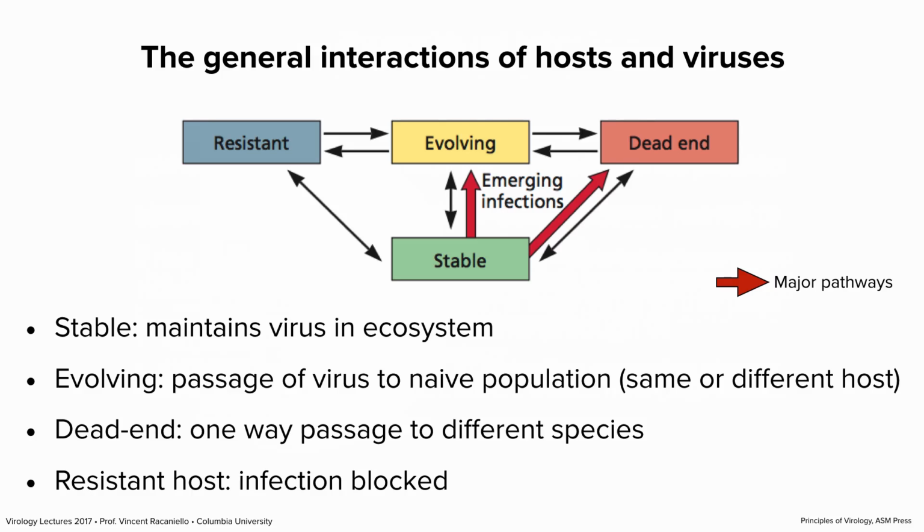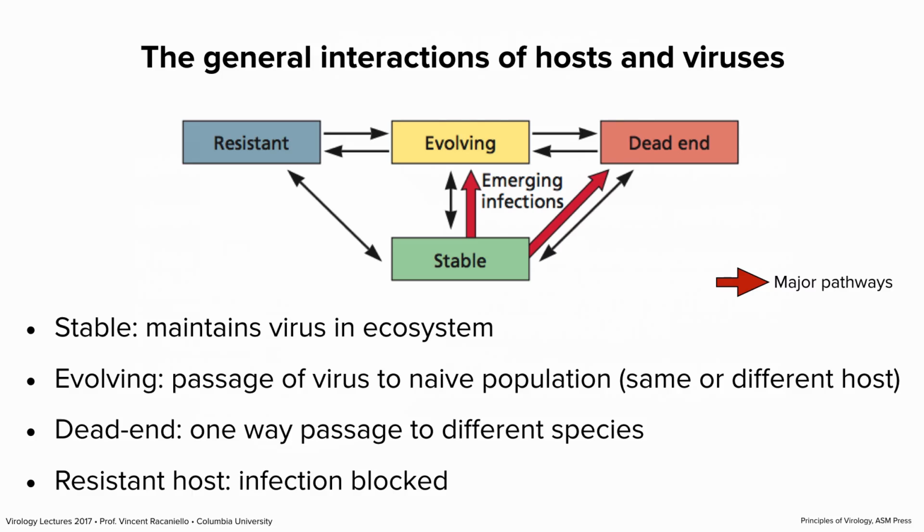Then we have dead-end infections, one-way passage to different species, the red one. And this is mostly what happens out there. We encounter viruses all the time and they don't go anywhere. Sometimes they cause disease in us. So I would say Ebola is a dead-end infection because the virus never sustains transmission, never becomes a human virus. We can suppress the outbreaks, and the next one has to come from another zoonotic infection. So that's a dead end.